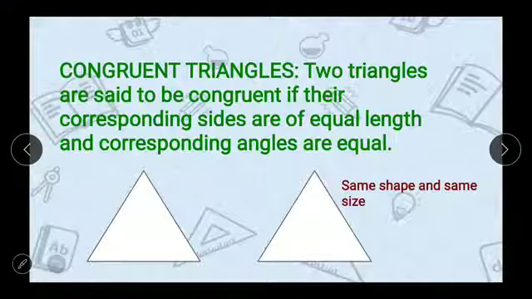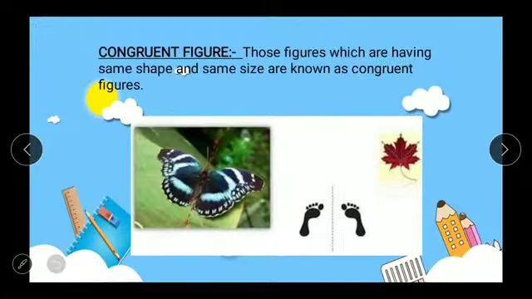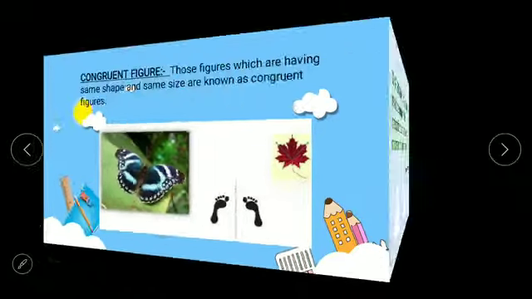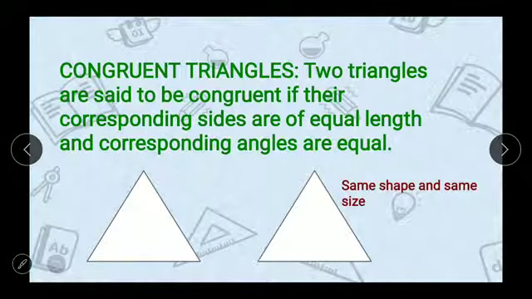Congruent triangles. Two triangles are said to be congruent if corresponding sides are of equal length and corresponding angles are equal. Means the triangle should be in the same shape and same size. Hence, the triangles are congruent. Students, can you see in the previous picture also, these objects which are congruent, they are also similar, means looking like same. In these two triangles, they are also similar.